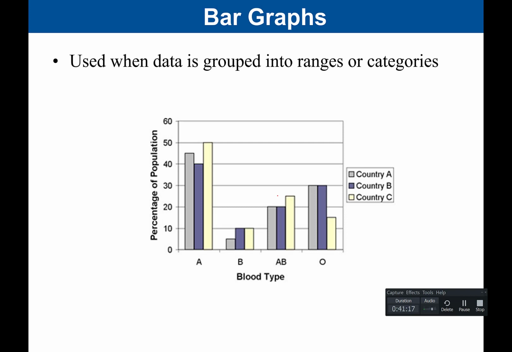So this is a bar graph. It's used when data is grouped into ranges or categories, and they're distinct, right? Blood type A is different than B. B is different than AB, etc. So this is an example of a bar graph.